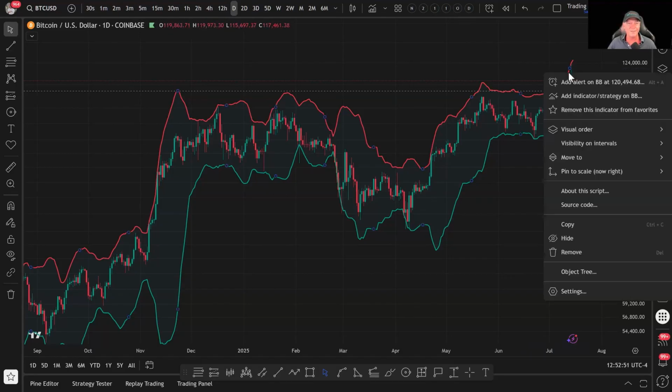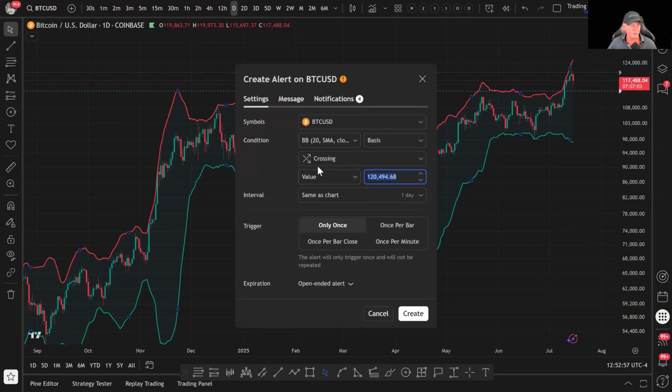Okay, alert on the upper Bollinger Band. So add alert on the Bollinger Band. Let's see. So we want to do the what? I think crossing up. Not the basis, the upper Bollinger Band. There you go. And so that alert will alert when it crosses above the upper Bollinger Band.